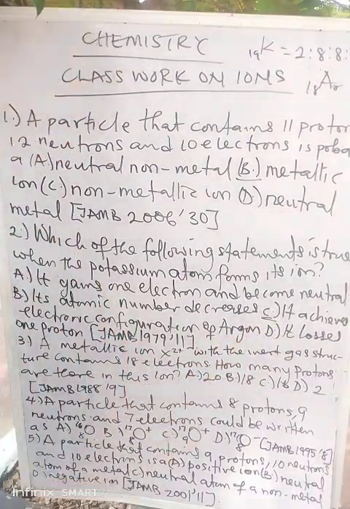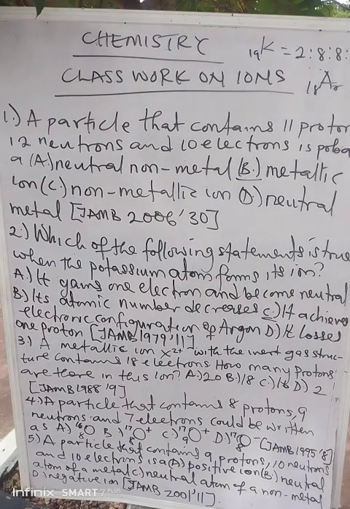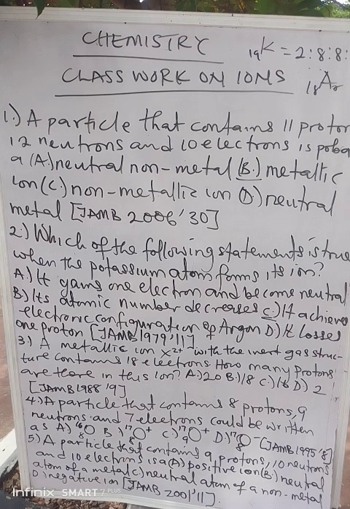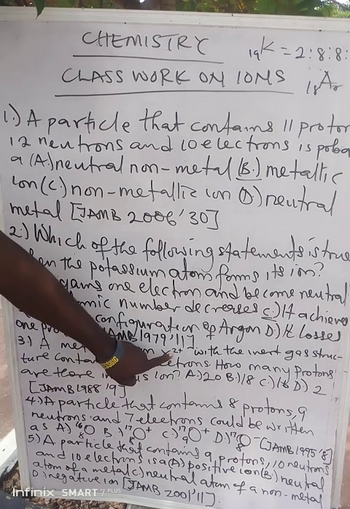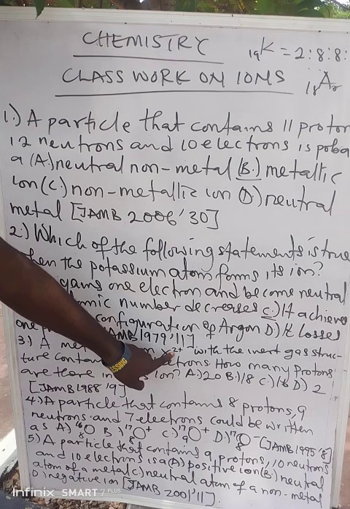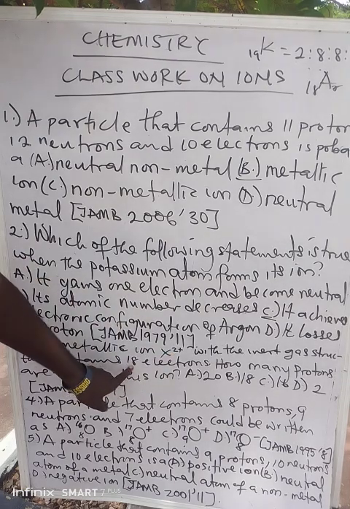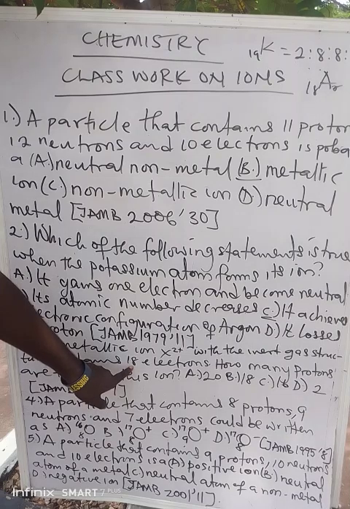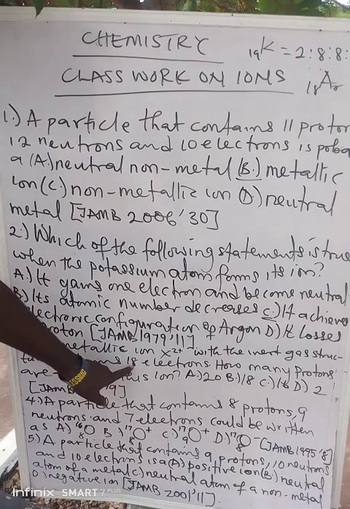Then number 3, a metallic ion X2 plus with the inert gas structure contains 18 electrons. What has happened to it to have 2 plus? It has lost 2 electrons. So when it loses 2 electrons, its electron is now 18. Before it loses electron, it will be 20. So this is actually calcium.